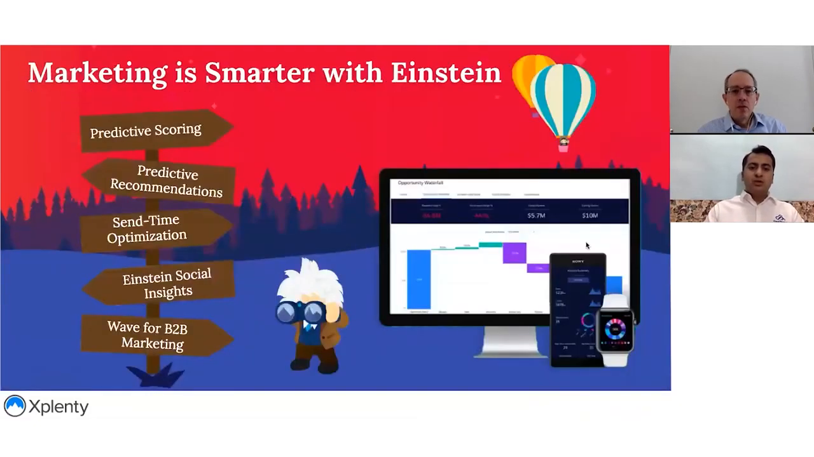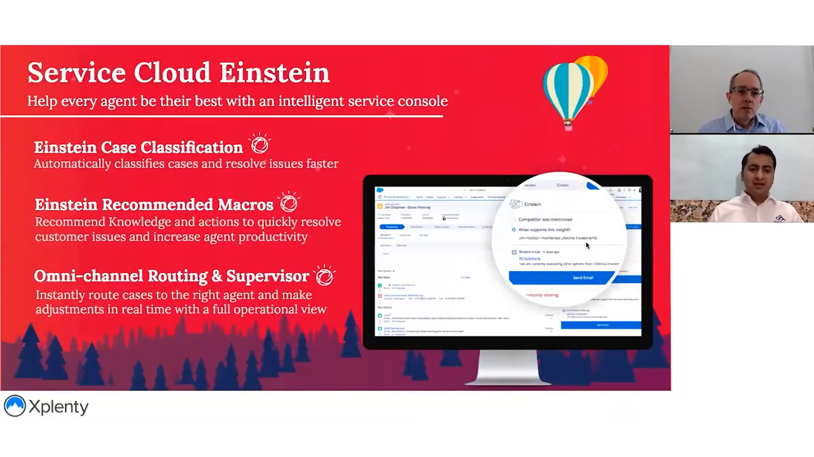So in Salesforce, we have Service Cloud Einstein, which helps your customers to get the best services. And it is present as Einstein case classification, Einstein recommended macros, and omni-channel routing and supervisor. So what does that mean? Since we know Service Cloud is all about cases, handling any problem your customers are having, they raise a case, they are trying to get help, right? So automatically the case can be classified so that it goes to the right department.